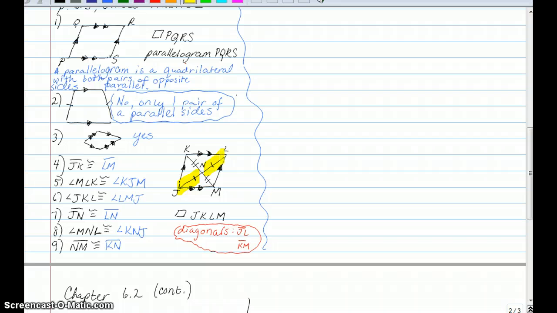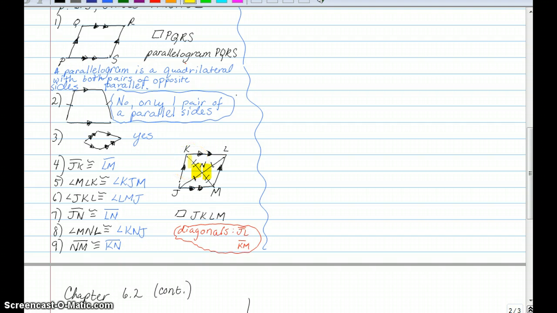All right, number 8 is angle MNL, that's this angle right here. Now, this is not part of the theorems for parallelograms, but because it's forming an X, the diagonals, these are vertical angles. So the angle that it is congruent to is KNJ or JNK.